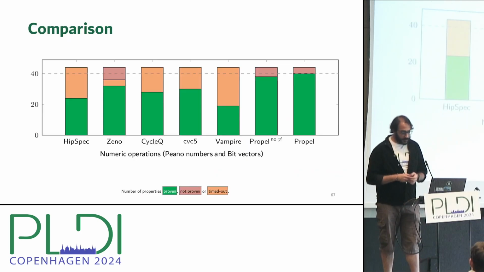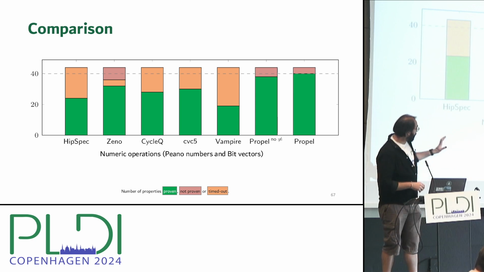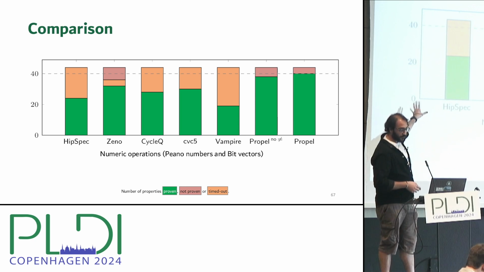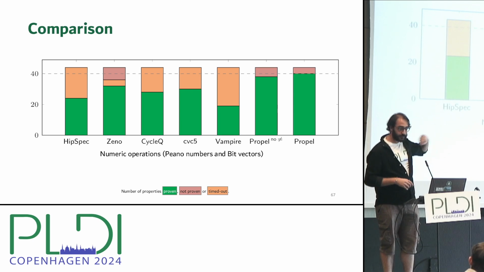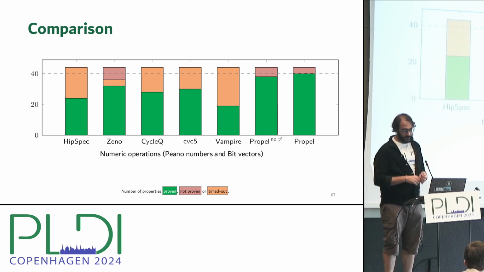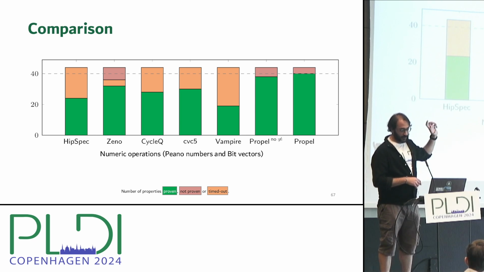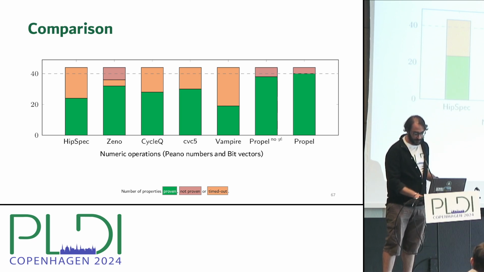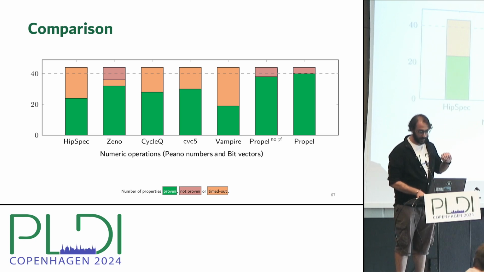Of course, we evaluated this because we have to have an evaluation. We took the Peano numbers and bit vectors as a first step. We collected about 43 cases that we wanted to prove. We compared them against HipSpec and Zeno being inductive theorem provers, CycleQ being a cyclic theorem prover, CVC5 and Vampire being SMT provers who are able to do induction. And then the two kinds of Propel, one with support for disequalities, the last one, and the one without, which is the previous to last. We performed better than all of them. Good for us. And in the case for disequality, we actually could not prove about 2 or 3 cases.